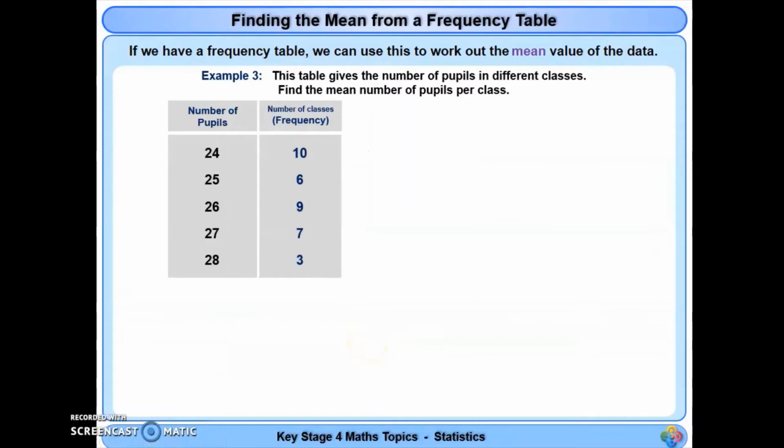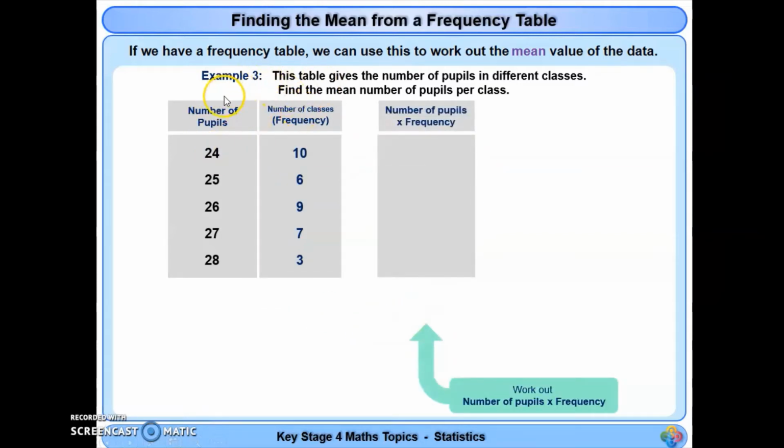Okay, one more example from me before I give you some questions to do. Again, the question's set up very similar. This table gives the number of pupils in different classes. Find the mean number of pupils per class. So there was 9 classes with 26 pupils. 3 classes had 28 pupils. 10 classes had 24 pupils. We're going to go ahead and add the third column.